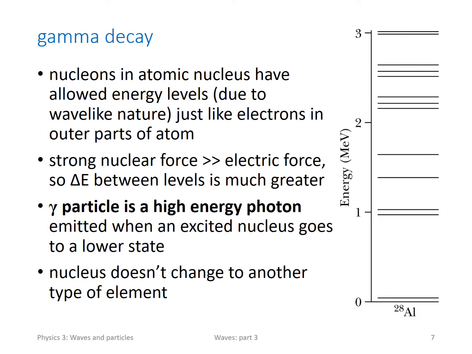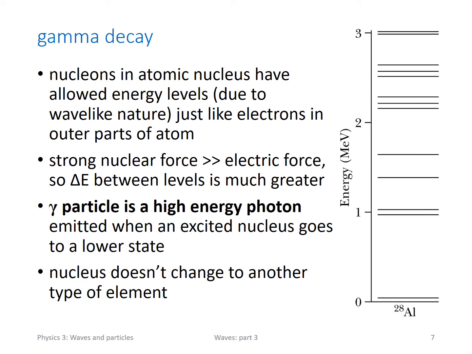We're going to start by looking at gamma decay. In an atomic nucleus, the nucleons have certain allowed energy levels. So this is just like the electrons in Bohr's atomic model. There are certain energy levels that the nucleons can have, and they can transition from a higher level to a lower level by emitting a photon, and the photon would have an energy equal to the difference in energy between the two levels. Because the strong nuclear force is much stronger than the electrostatic force, the difference between these energy levels is also much greater. So the photon that's emitted, what we call the gamma particle, is very high energy.